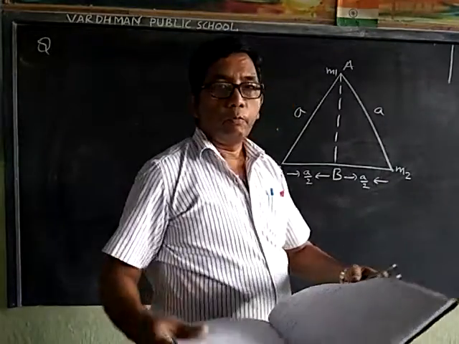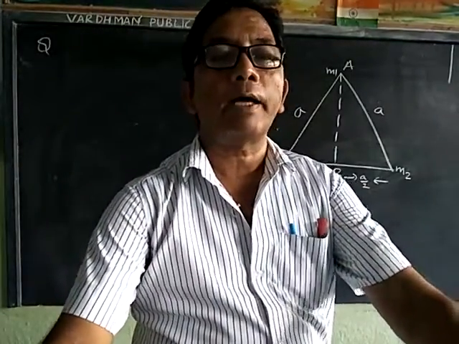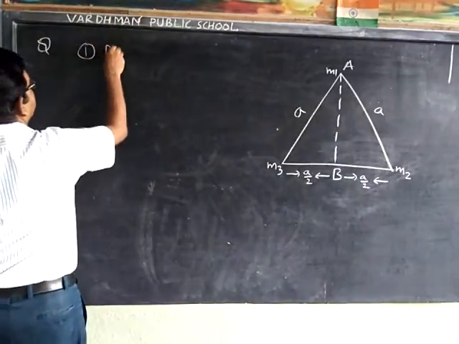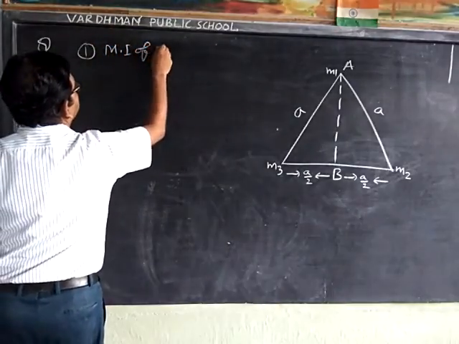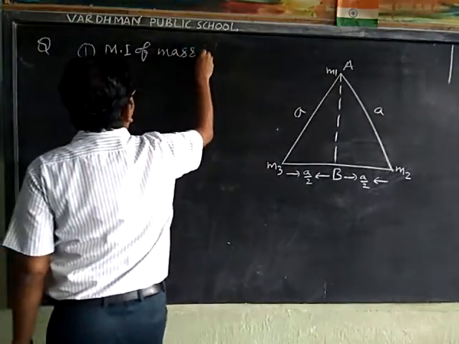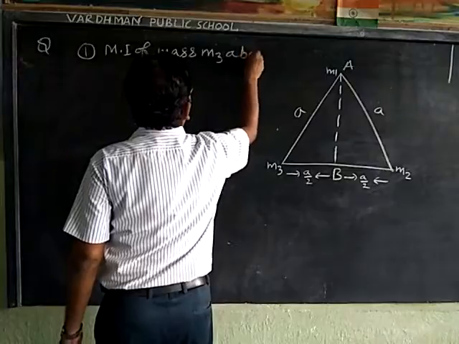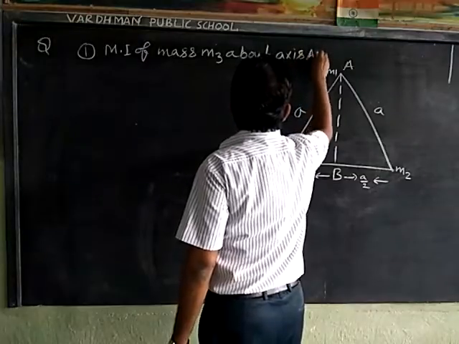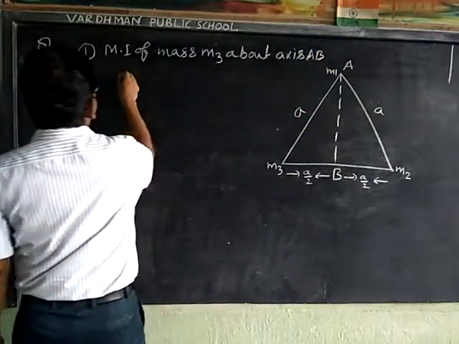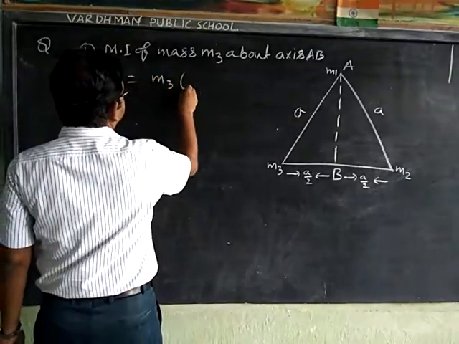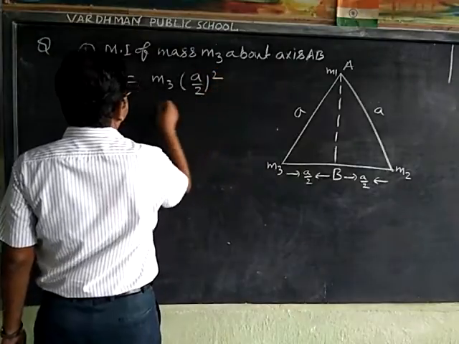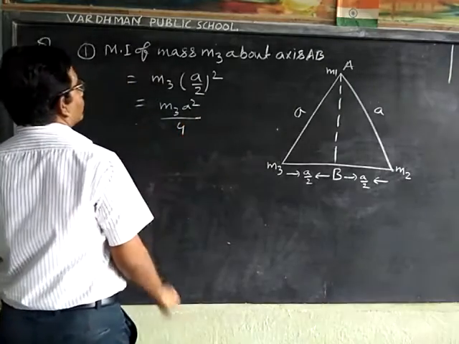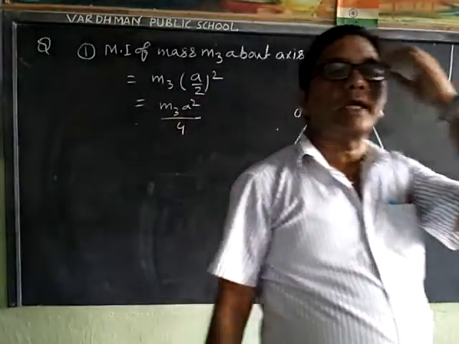Now moment of inertia of mass M3 about axis AB, that is M3 into (a by 2) whole square, that is M3 a square upon 4. This is the moment of inertia.